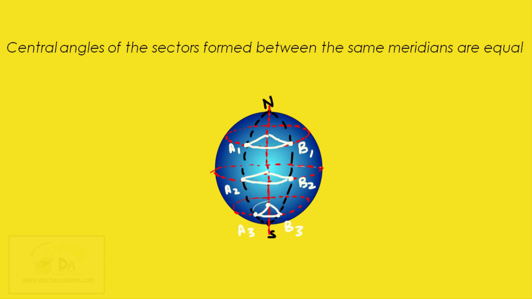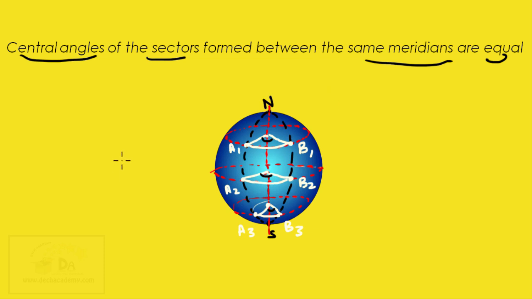And all I just want to stress, and something you should keep in mind, is the angle formed in each of these sectors is the same. So the central angles of the sectors formed between the same meridians are equal. Same meridians are these black lines, and these are sectors that are formed between these meridians. The central angles are the same. Just keep that in mind. It might be useful in some questions, it might not be useful, but it's just useful to know.